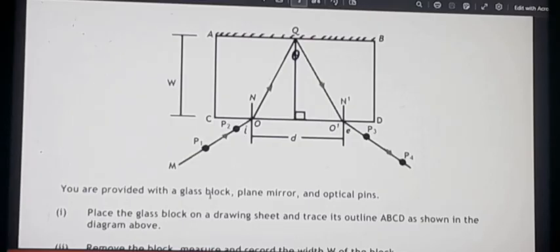You are provided with a glass block, plane mirror, and optical pins. So we'll make use of the optical pins. Place the glass block on a drawing sheet and trace its outline ABCD. So I'm going to do that. I'm going to follow all these procedures. So you must follow the steps as I'm reading through it.